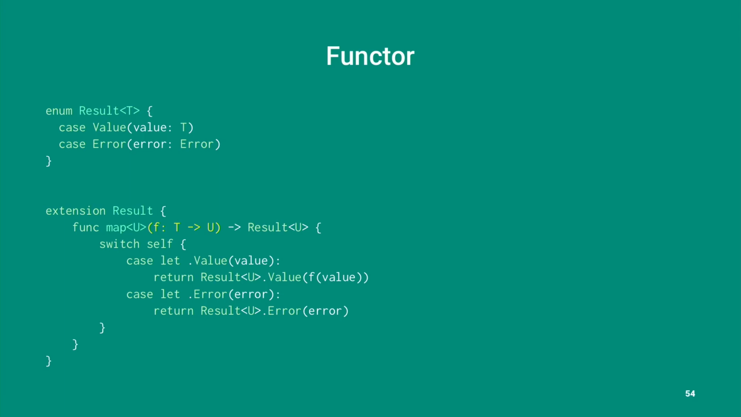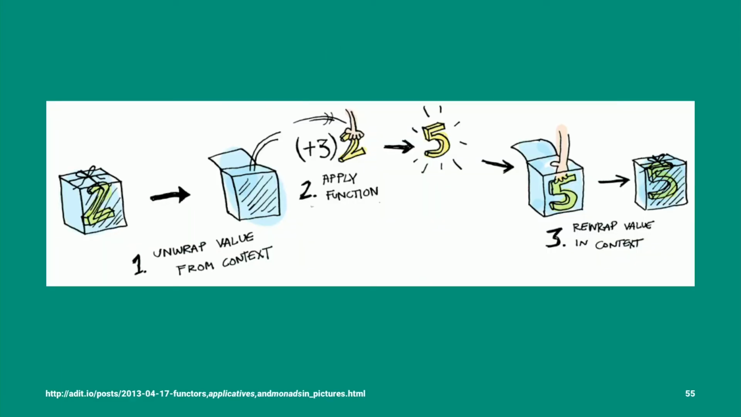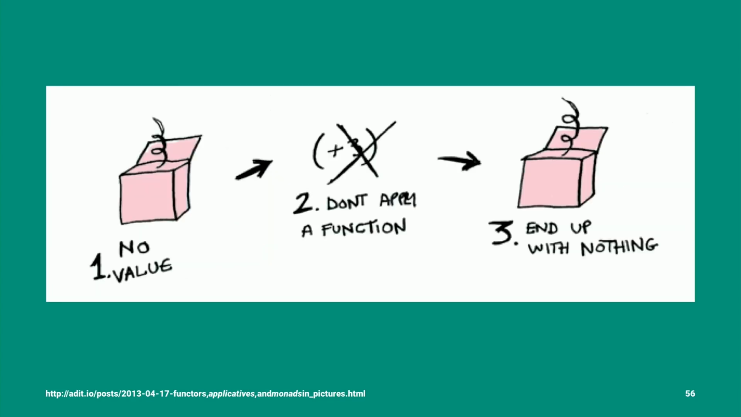In case this doesn't make sense, I like this illustration of map from Aditya Bhargava. You've got 2 wrapped in a box, you unwrap it, you apply +3 if you can, and then you get 5, you put it back in the box, and that's contained in the same box. Or if you have nothing in the box, you don't have anything to apply, but you still have a box.